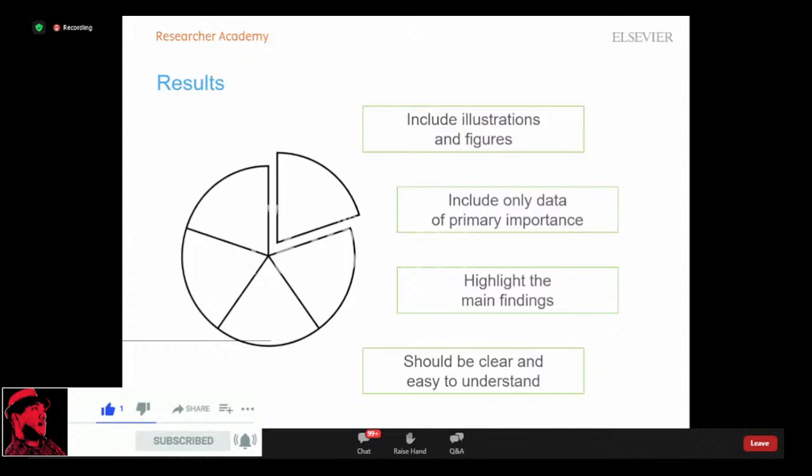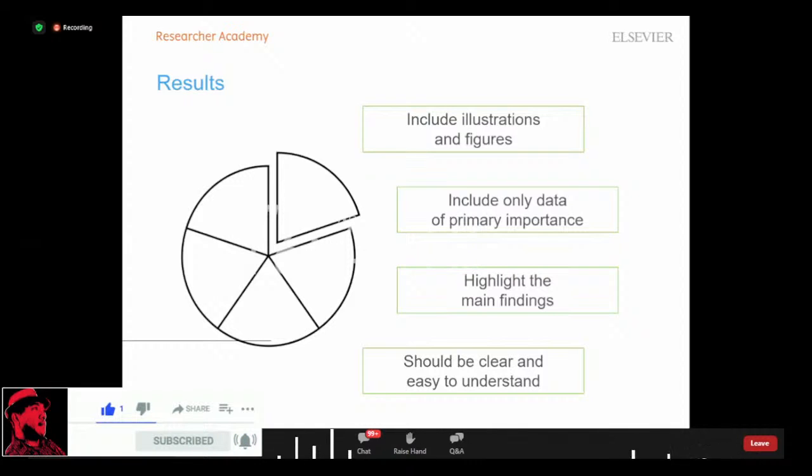And it's of course good to have a good logical structure here. So important in the results section is to include all of your illustrations, include only the most important data, highlight these main findings within the notes, within the legend, and really make sure that the figures can basically stand on their own, in the sense that a reader doesn't have to go back into the text here.